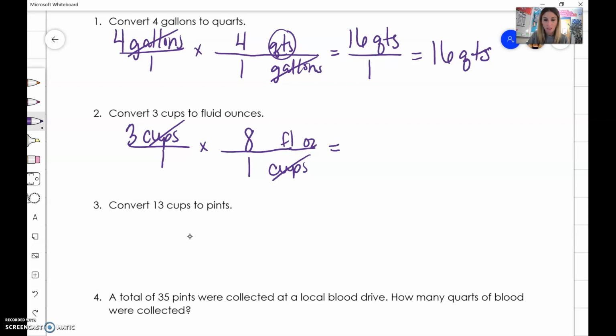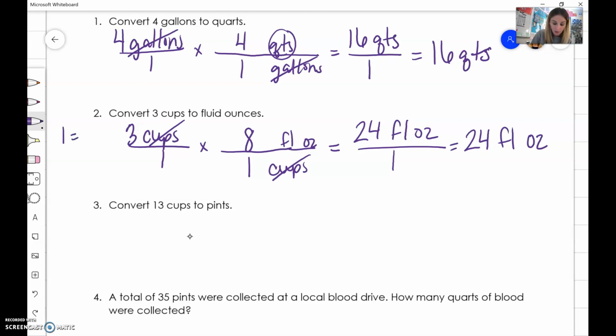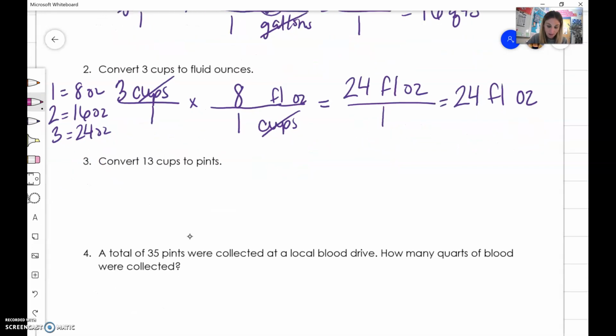Now I'm just going to multiply across. Multiply my numerators. 3 times 8, 24. 24 fluid ounces. I've got to carry that over. And 1 times 1 is 1. Well, when I know that I have a denominator of 1, I know that that is a whole number of 24 fluid ounces. So in 3 cups, there are 24 fluid ounces. So let's see if that makes sense, because in 1 cup, there's 8 ounces. So in 2 cups, we would know that there was 16 ounces. In 3 cups, we would know that there is 24 ounces. We just did it mathematically using dimensional analysis. All right, let's take a look at this next one.